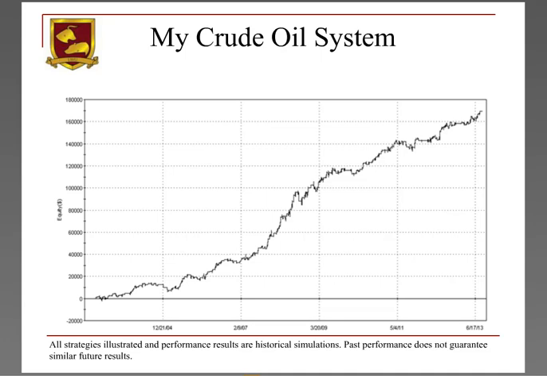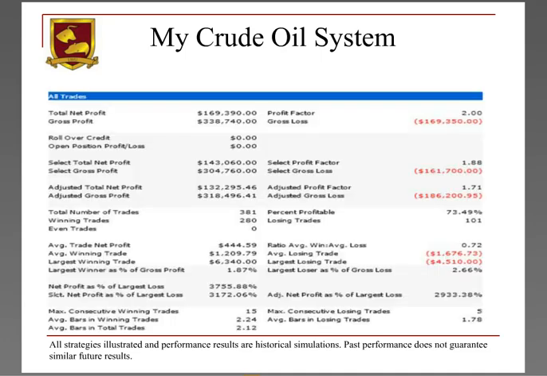We do that. So here's a crude oil system. Number of trades, 381 trades, accuracy 73%, average profit $444. So you can get a sense of what that looks like. What is the basis of this system? This is what I want to talk about. So let's talk about that now.